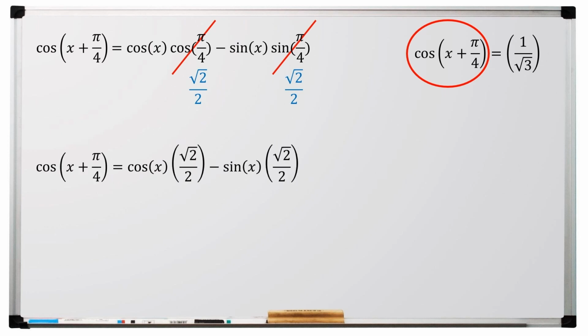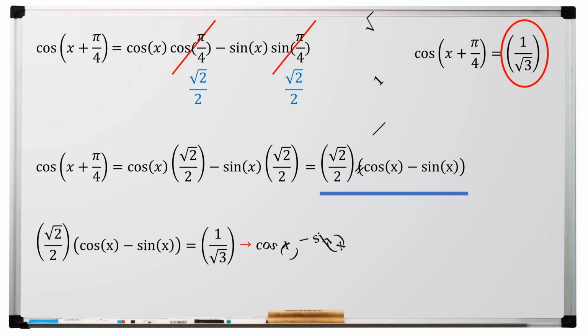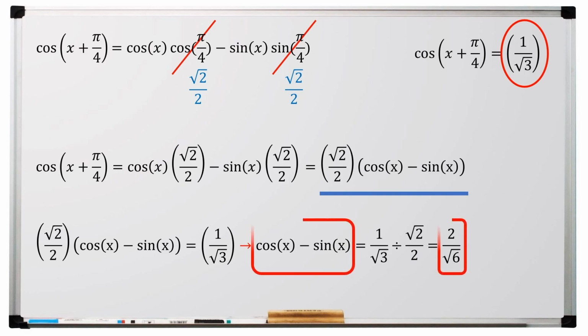Now let's use factorization to break down square root of 2 over 2. It's time to simplify the left side so that it equals the right side of the equation. Finally, we reach the result: cosinus x minus sinus x equals 2 over square root of 6.